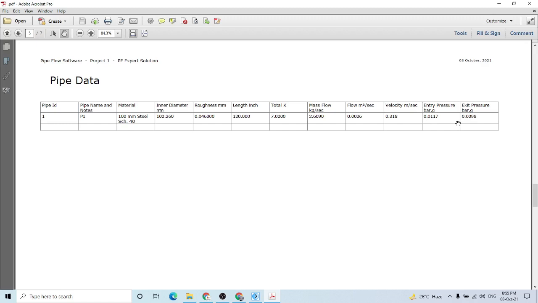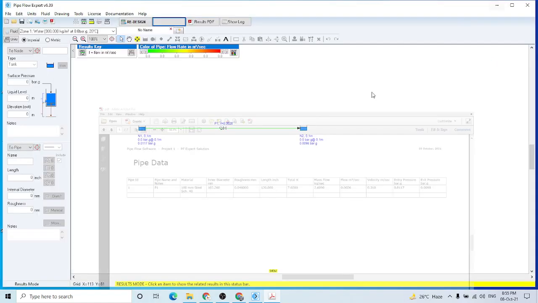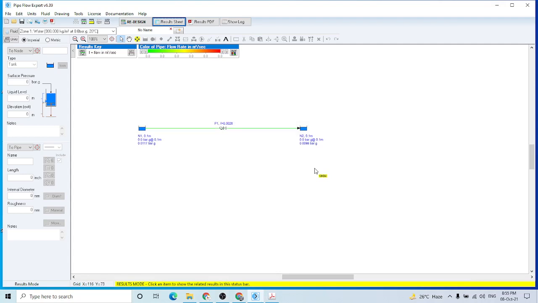So this was the short tutorial of how to calculate the pressure drop in a pipeline using Pipe Flow Expert.